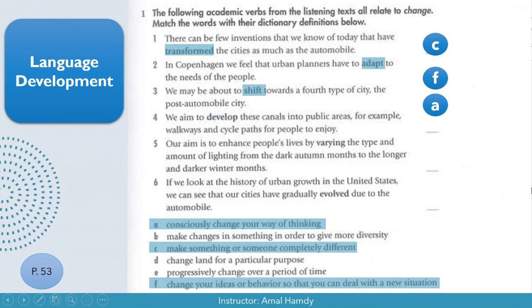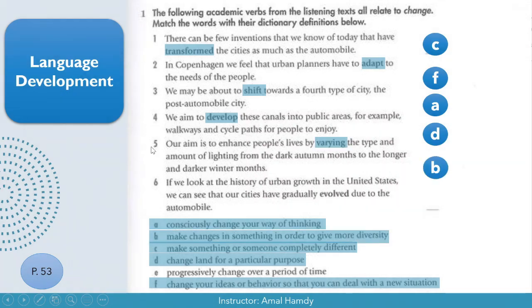Number 4, we aim to develop these canals into public areas, for example, walkways and cycle paths for people to enjoy. So develop means D, change land for a particular purpose. It means to change something for a particular purpose, and here we used land, of course, because he's talking about the canals. Number 5, our aim is to enhance people's lives by varying the type and amount of lighting from the dark autumn months to the longer and darker winter months. So here varying means making changes in something in order to give more diversity.